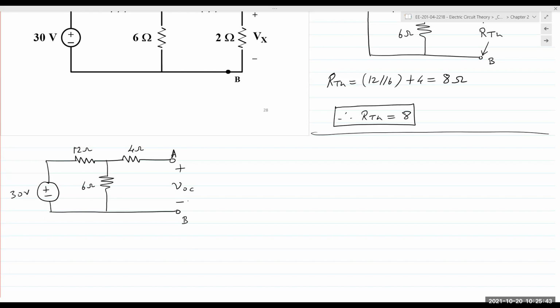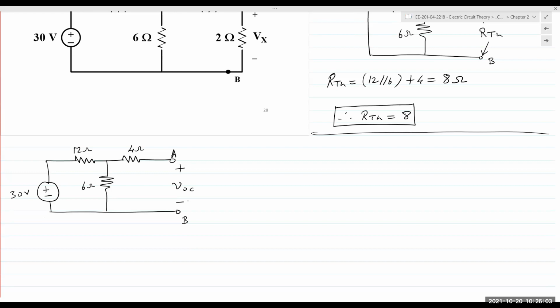So VOC, now here's an interesting concept. You can solve this using node voltage analysis, mesh current analysis. It's a one-step answer, basically. The analysis technique does not really matter. Superposition, of course, does not apply because you only have one source. But let me walk you through the concept.